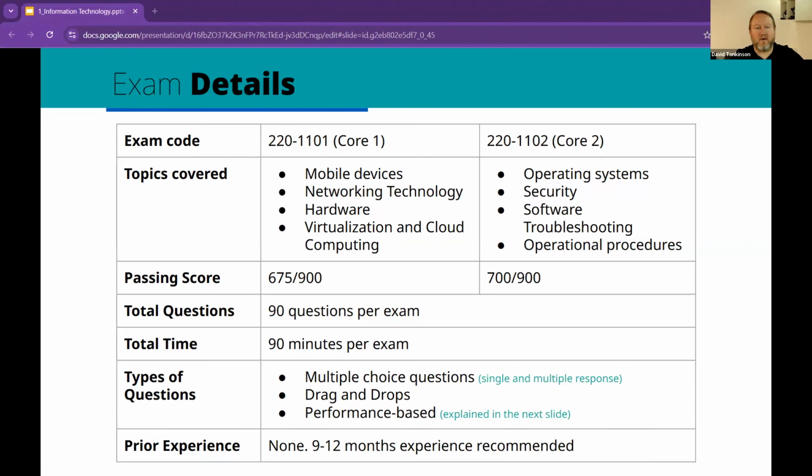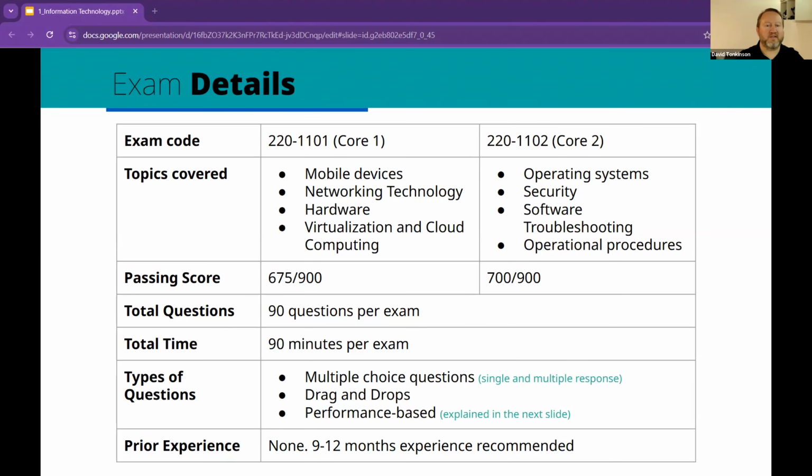To give you a rough idea, CompTIA A+ breaks it into two exams. They have a Core 1 and a Core 2. They give them some beautiful numbers, which we ignore as much as we can. The first topics cover mobile devices, network technology, hardware, and virtual and cloud computing.